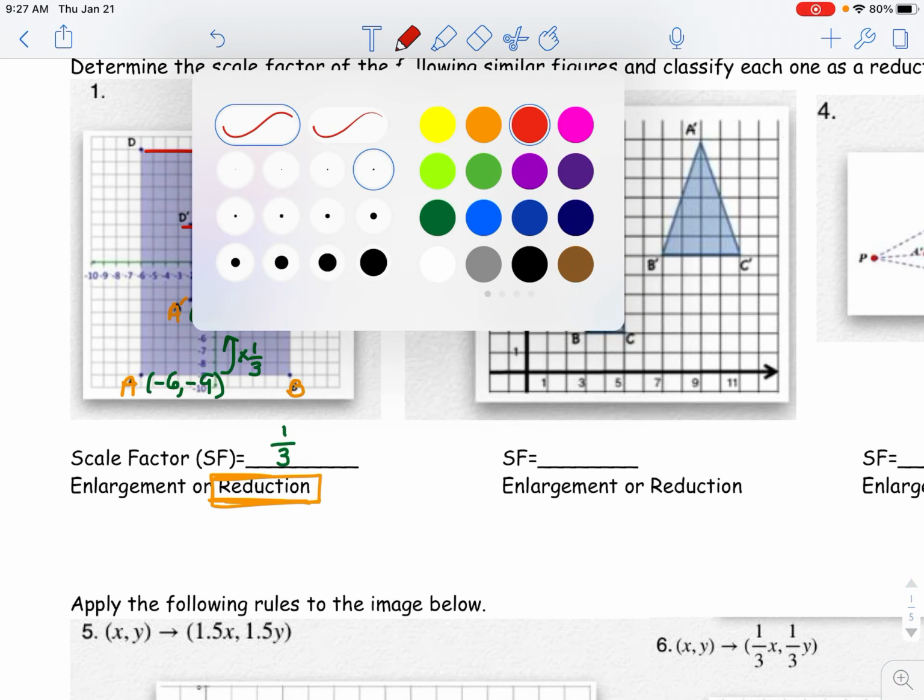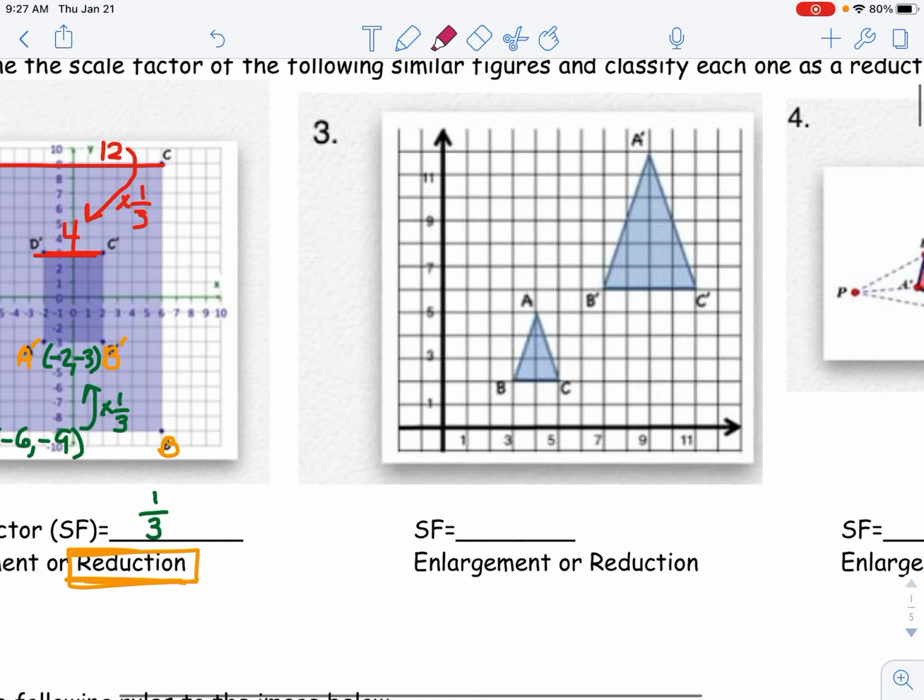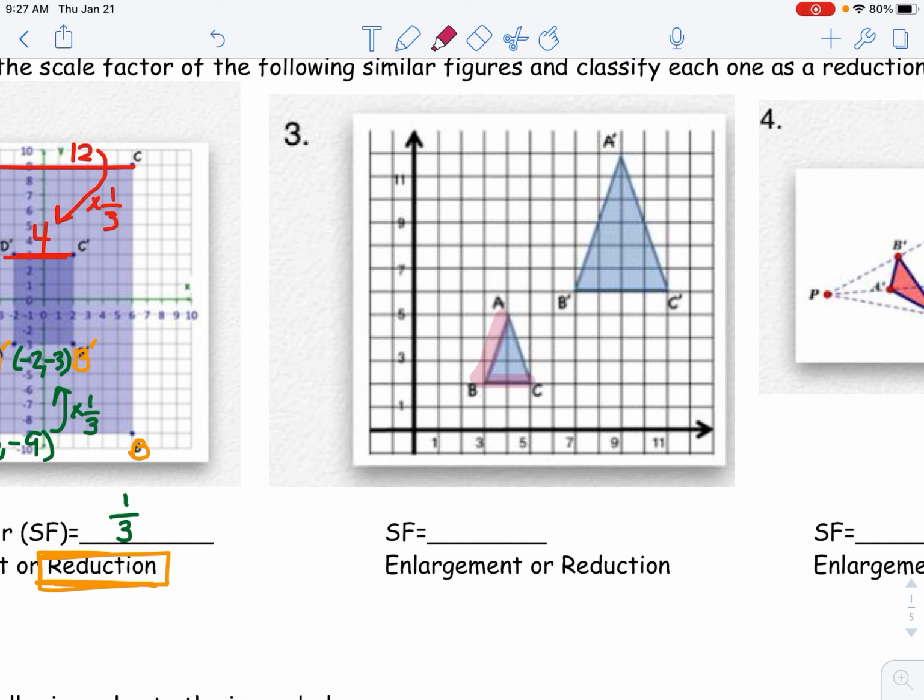Now, same thing, just looking at the triangles in number 3, which is the next one. We go out of order, we skip 2. A prime, B prime, C prime is bigger. I can tell by just looking at it, so I know it's an enlargement. Now I know my scale factor has to be bigger than 1 because that's the rules for an enlargement. And I like to look at the coordinates. Maybe you like to actually count a length, but nonetheless.